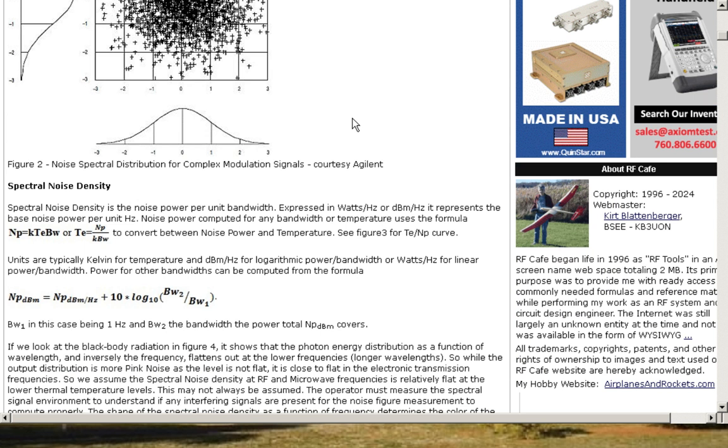Now, in fact, there's a formula. Okay, spectral noise density is a noise power per unit bandwidth, expressed in watts per hertz, or dBm per hertz, represents the base noise power per unit, and so on. Noise power computed for any bandwidth or temperature uses this formula. K times TE times B, W, and so on. That's a bandwidth number.